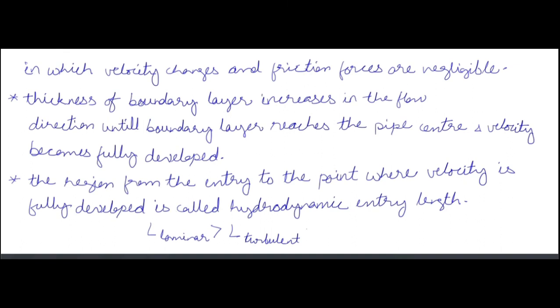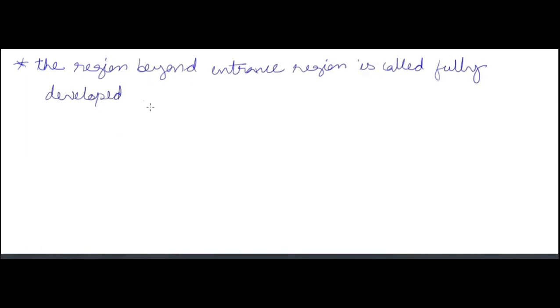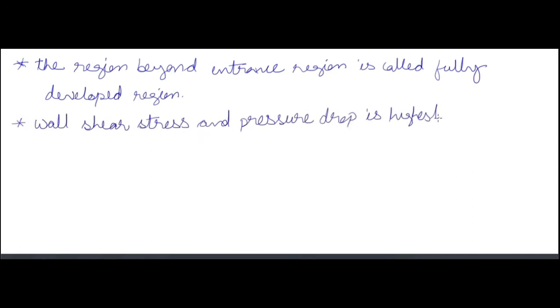Fully developed means after that there is no boundary layer. So the region where we have the boundary layer is known as hydrodynamic entry length. This length is more for laminar than turbulent. The region beyond the entrance region is known as the fully developed region. Wall shear stress and pressure drop are highest at the entry and decrease gradually up to the fully developed region.